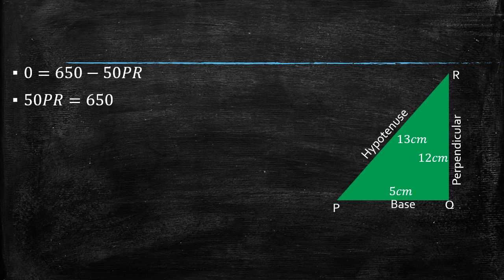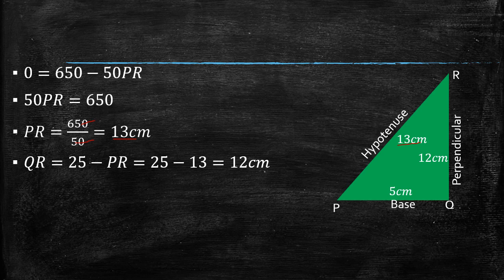So 50 PR will come to left side, so it becomes positive. 50 PR is equal to 650. So PR is equal to 650 upon 50. 0 0 cancelled, 5 13s are 65. So PR is equal to 13 centimeter. Here it comes 13 centimeter. And from here QR is equal to 25 minus PR, that is 25 minus 13. So it comes 12 centimeter.